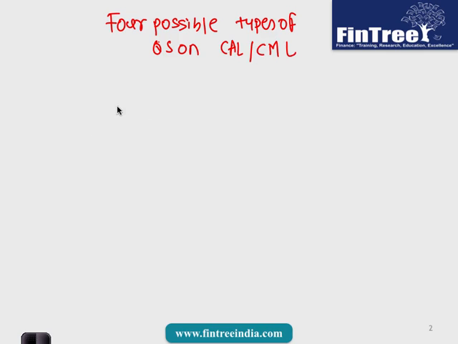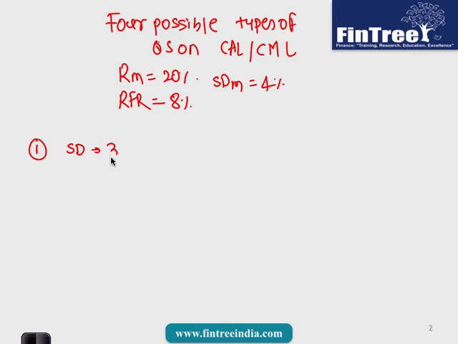So what kind of questions are we looking at? Let us say you would be given data like this. Return on market 20%, risk-free rate of return 8%, standard deviation of market 4%. This is the data given to us. Now we have a CML line, and the first question: if a client is willing to take standard deviation of 3%, what should be his expected return?